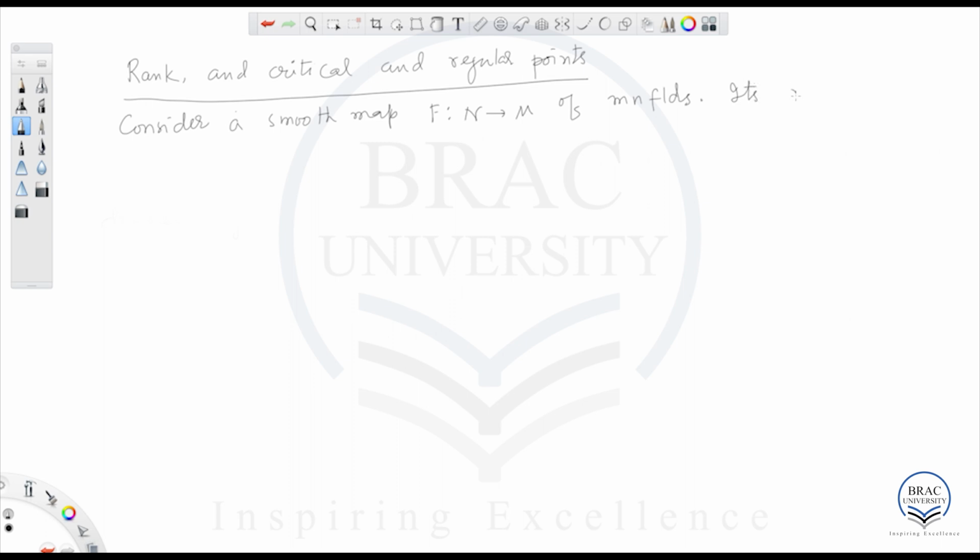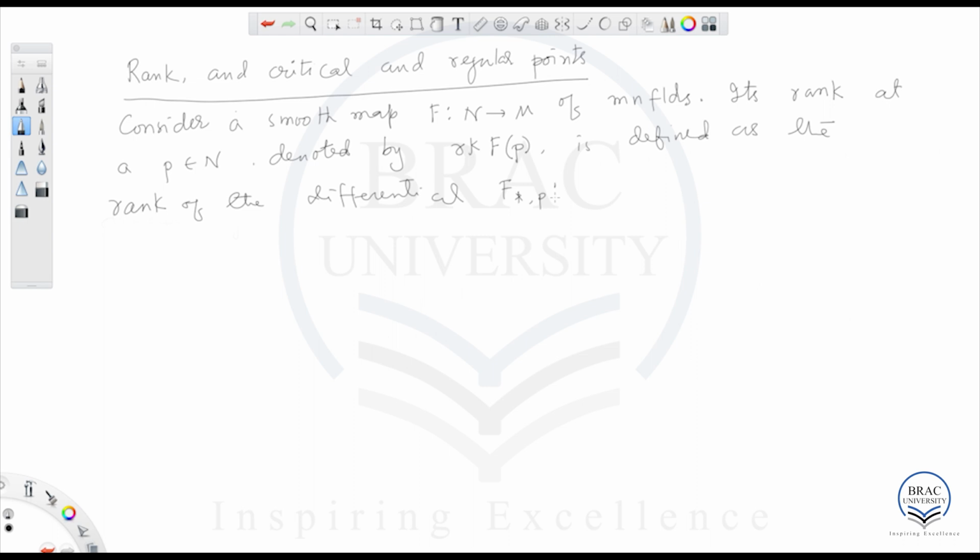Its rank at a point P in the manifold N, denoted by rk F of P, is defined as the rank of the differential, the rank of the linear map, the differential F star comma p, which is a map from the tangent space T_p N to the tangent space T_F(p) M.